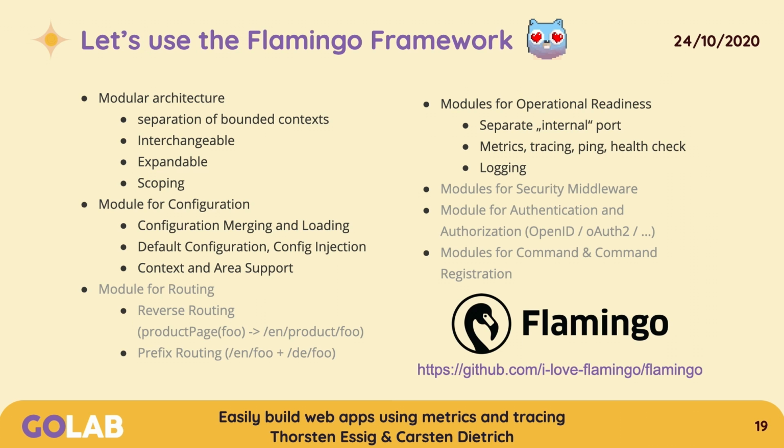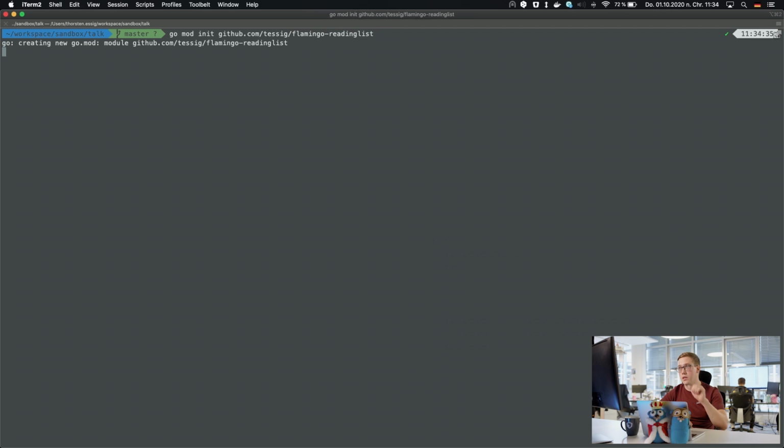There are plenty of web frameworks out there. We decided to use Flamingo because it has a nice modular approach where we can plug in and plug out functionality, and it comes with an OpenCensus module, which wraps the library in a nice and usable way. So let's start with the coding part. Since we are starting a new project, we obviously use Go modules, quickly initialize that. And since we are using the Flamingo framework, we require that as the only dependency.